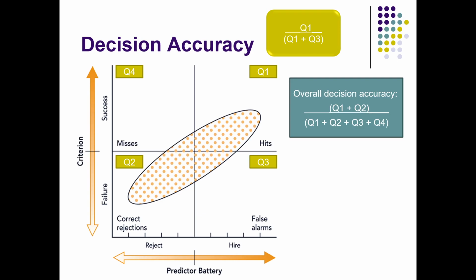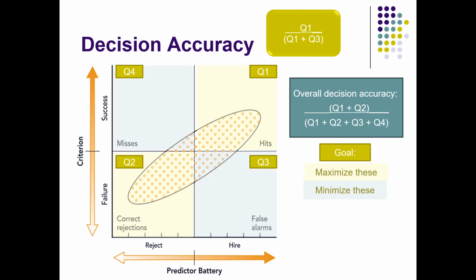Overall decision accuracy is going to be a combination of the people that we correctly hired plus the people who we correctly rejected divided by all the candidates, right? That's our overall decision accuracy. So the people who we correctly hired and the people who we correctly didn't hire divided by all the candidates. The goal is to maximize hits and correct rejections, and we want to really reduce those misses and false alarms. So that's really what we're trying to do through this process of tailoring our selection battery, right?